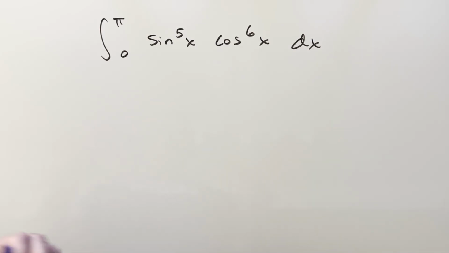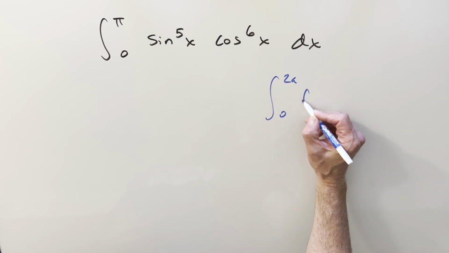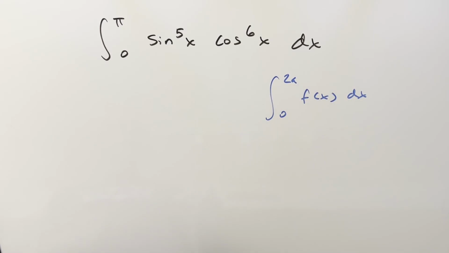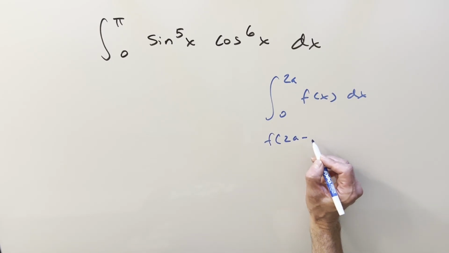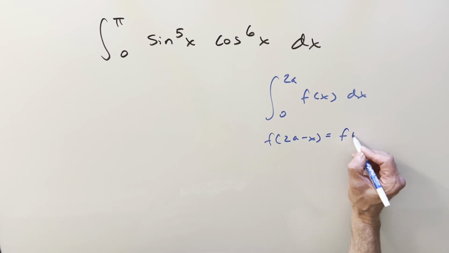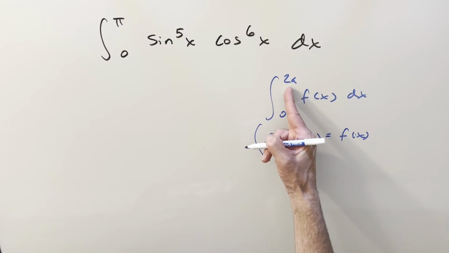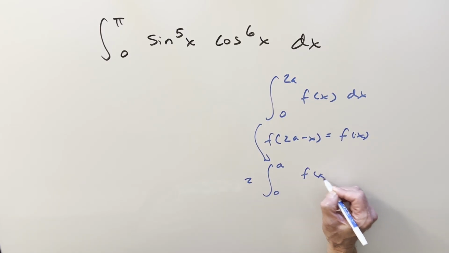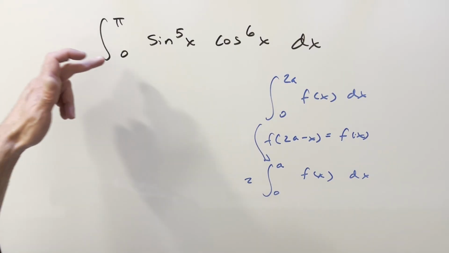What I wanted to look at was Queen's principle, which tells us if we have an integral of some function f of x going from 0 to 2a, if we evaluate the function at f of 2a minus x, which is just the sum of the bounds, and if we get back f of x, then what that allows us to do is we can just take the 2 off and write it as the integral from 0 to a. Same integral, just reducing the bound. Well, this works really nice in a case like what we have here.